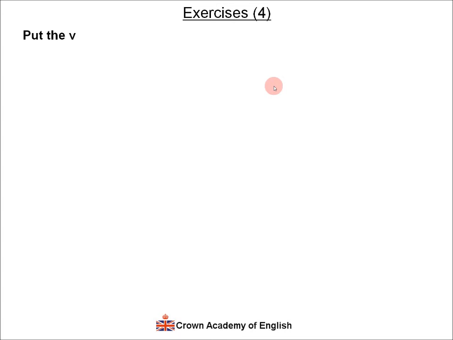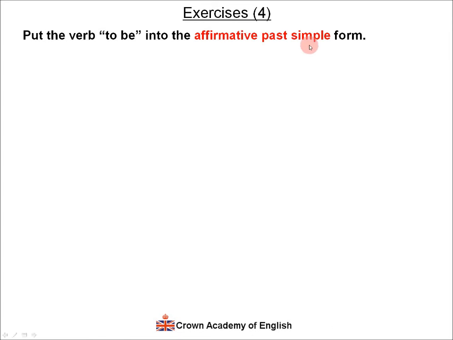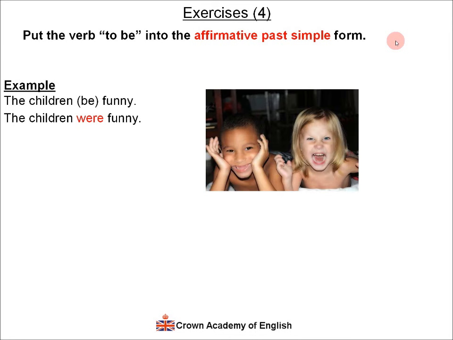Exercise four. Put the verb to be into the affirmative past simple form. Example. The answer is, the children were funny. The children were funny. So remember that children is an irregular plural noun. It's the plural of child. So since it is plural, this is the third person plural of the verb to be in the past simple form. They were funny. The children were funny.